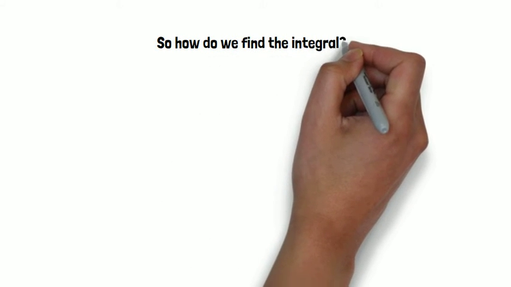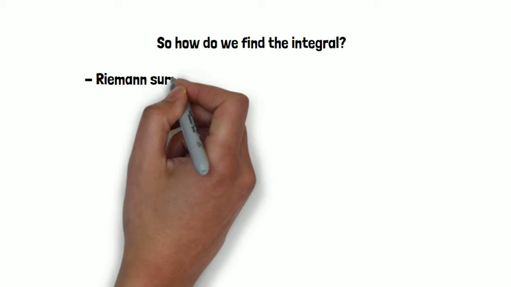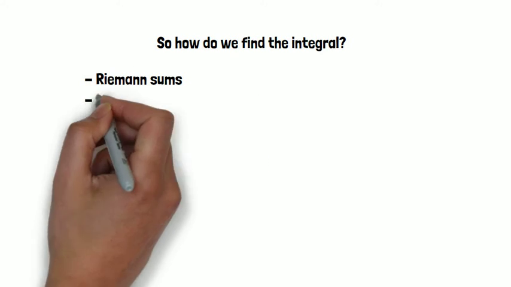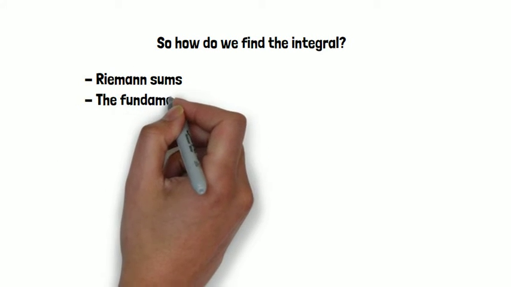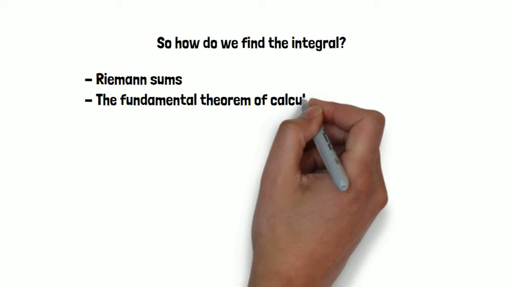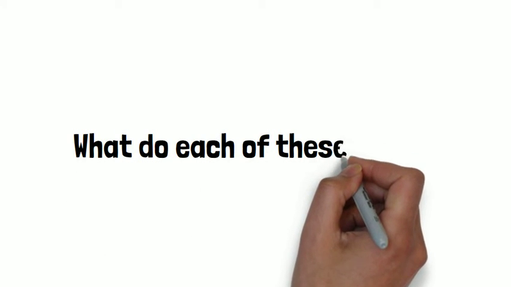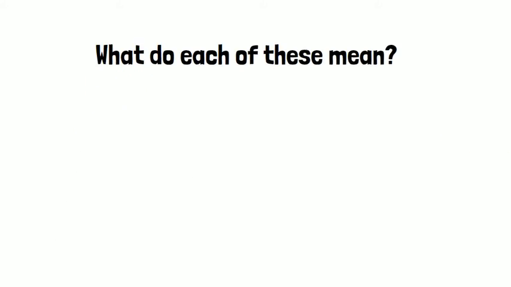So how would we find this integral? We can talk about it, but how do we find it? The first thing is called a Riemann sum, which is an approximation. It's never going to be exact unless you do infinite iterations of the sum. Next is the fundamental theorem of calculus, which is exact. So what do each of these mean?